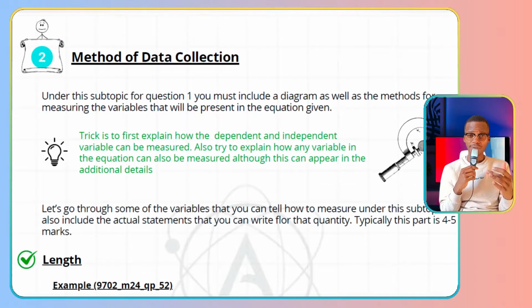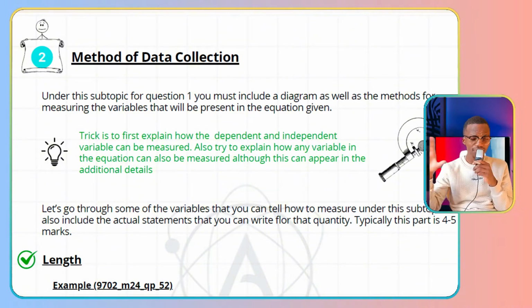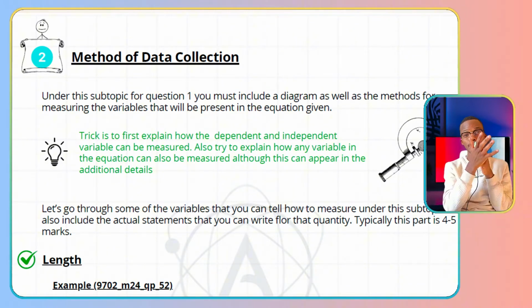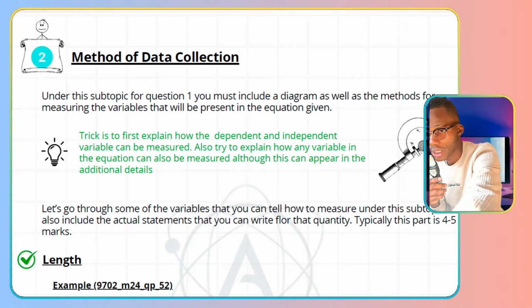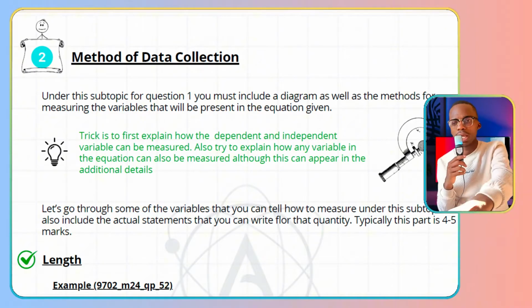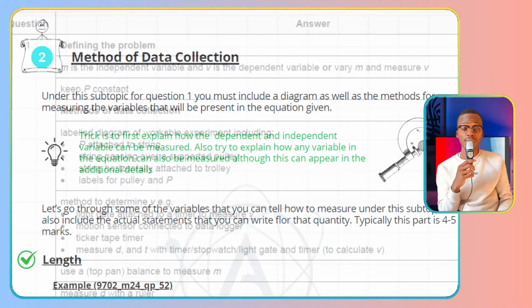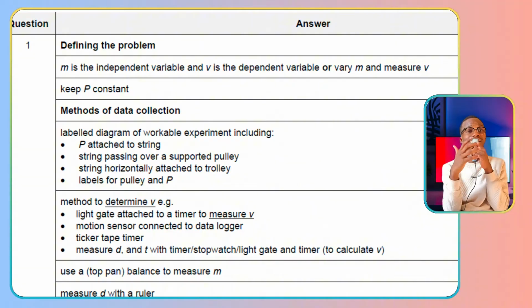So the next part that then follows is method of data collection. So we've talked about defining the problem, right? So you're going to tell them how you are going to collect data. Now, I highly discourage following this structure where you write "procedure to be followed" as a subtopic, because guess what? The marking scheme really doesn't care about that, right?